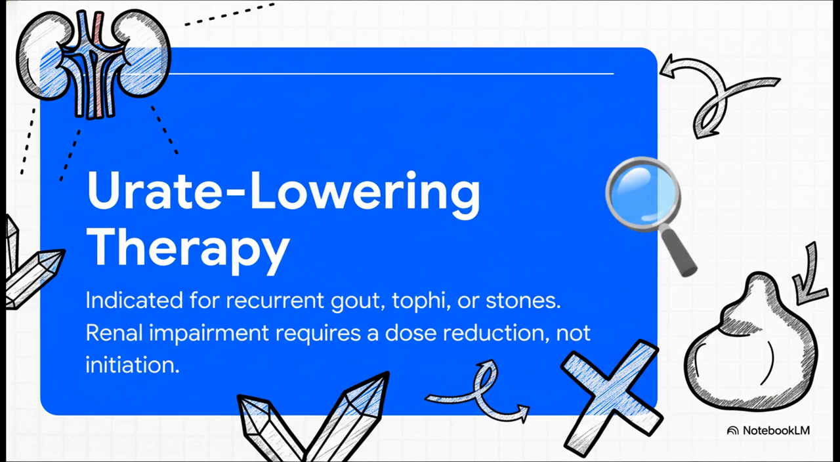In fact, it's the total opposite of an indication. Having 2 or more attacks a year, having tophi, or having uric acid kidney stones, those are all slam dunk reasons to start therapy. But having severe kidney disease, that's a reason for caution. And that's our final clinical pearl for today. Urate-lowering therapy is for recurrent gout, tophi, or stones. Advanced renal impairment isn't a reason to start it. It's actually a reason you need to reduce the dose of allopurinol to avoid some pretty serious toxicity.